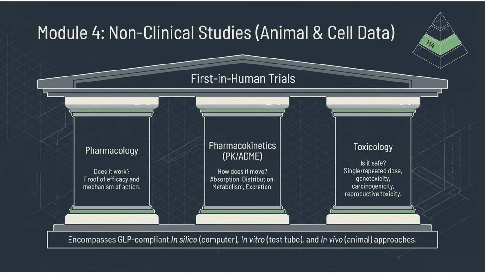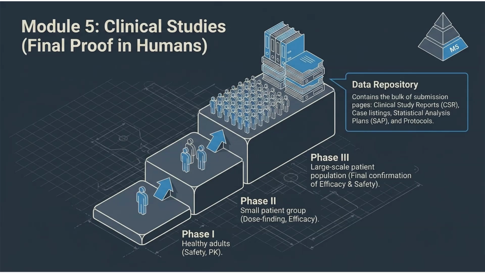Slide 9. Module 4. Non-clinical studies. Module 4 covers non-clinical studies, which include animal and cell data gathered before first-in-human trials. It stands on 3 main pillars. Pharmacology. Does it work? Pharmacokinetics, or PK/ADME. How does it move through the body? And toxicology. Is it safe? These studies encompass in silico, computer, in vitro, test tube, and in vivo, animal approaches.